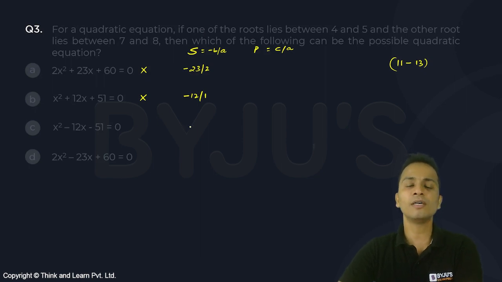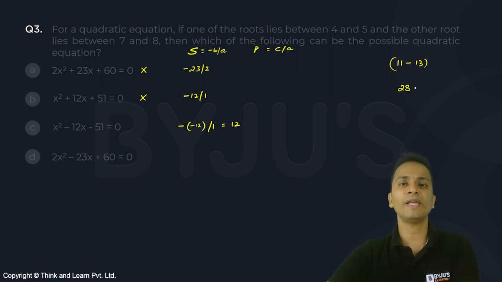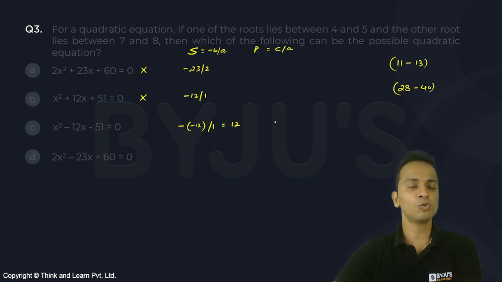Now let's move on to the third equation. Now the third equation is minus of minus 12 divided by 1. So the sum of the roots is 12, which is lying in the range that I require. So for this equation, I will check the product of the roots. Now the product of the roots should lie between 28 and 40. In this case, the product of the roots is c upon a, which is minus 51 upon 1. Again, it is giving me a negative value, but I need a positive product of the roots. So this option C can also be eliminated.